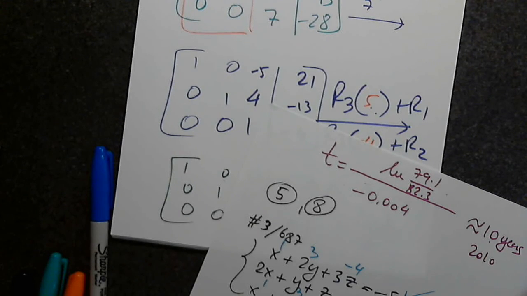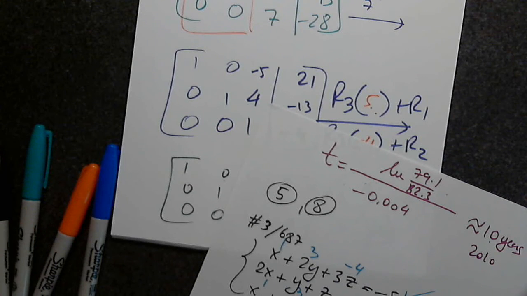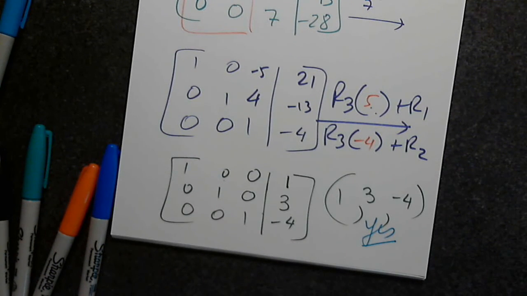And when you press enter, you get x equals 1, y equals 3, and z equals -6. -4. You know what I meant. Moving forward, -4 and -6 are not the same, of course not. Thank you. Okay. Any questions about Gauss-Jordan?